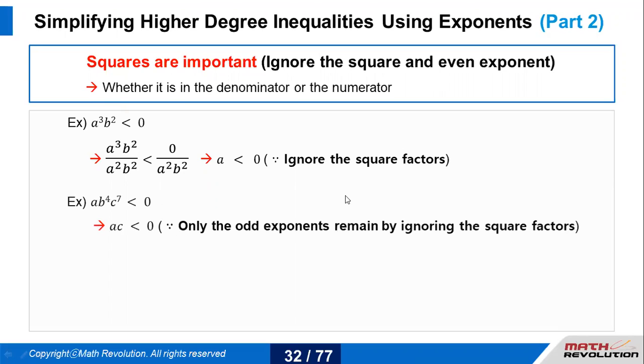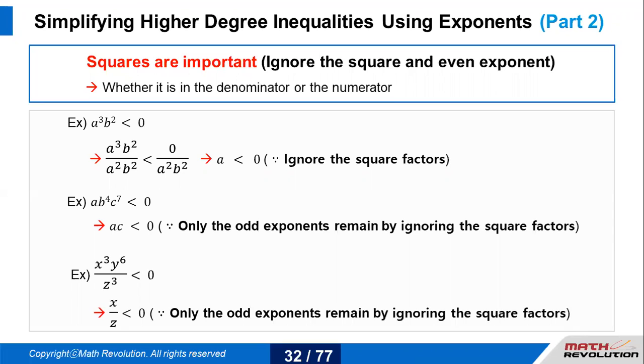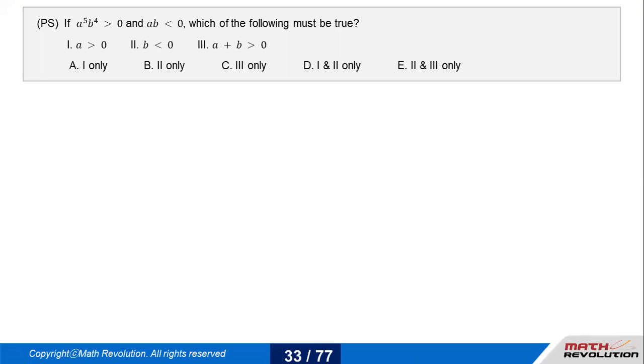Let's try another one. A times b to the power 4 times c to the power 7. B to the power 4 is out. A remains. C to the power 7, that means c remains. The product AC is less than 0. I'm telling you, these are the two important properties that will make your time saving start. So just go back to this video once it is uploaded and please have this rule ready for you.